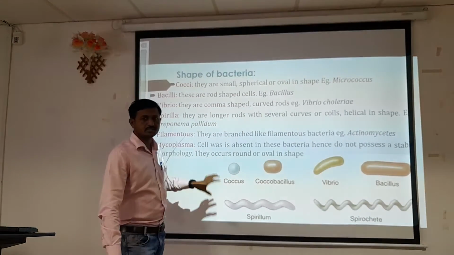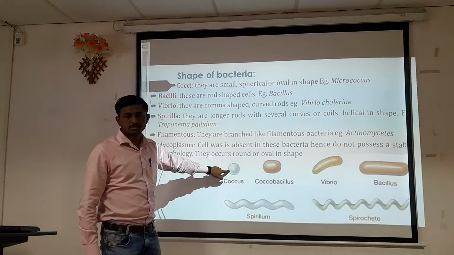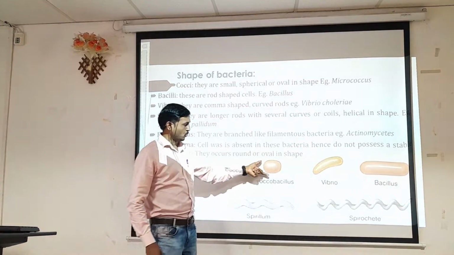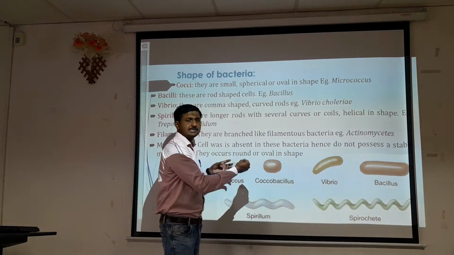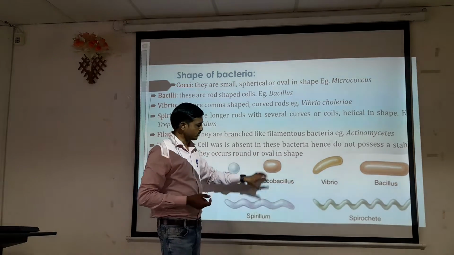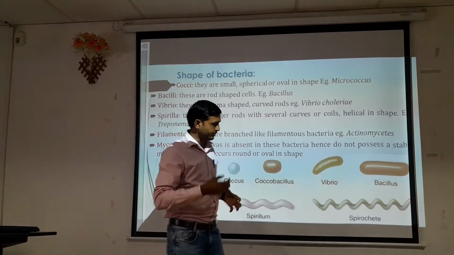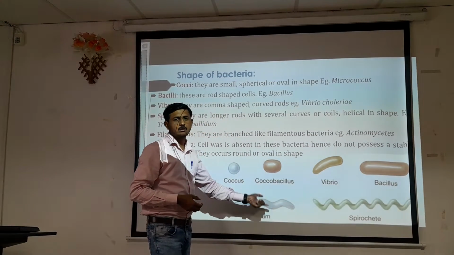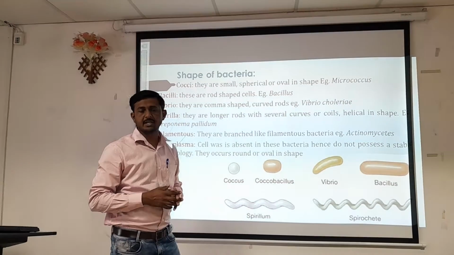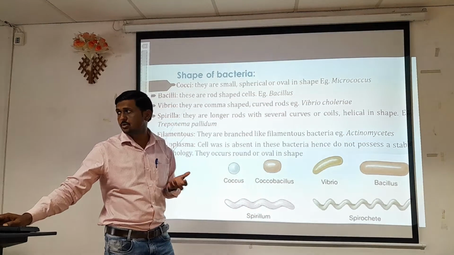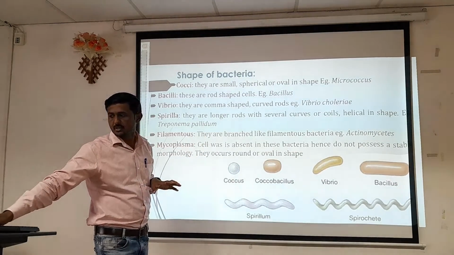So on the basis of shape, these bacteria are categorized. Here is a coccus type of shape, then coccobacilli. They are not oval in shape but look like a rod. They are short rods. So coccobacilli, vibrio with comma shape, bacillus with rod shaped structure, spirillum with curved structure, and spirochete. So it is a shape of bacteria. On these characteristics, we can differentiate the bacteria on the basis of their shape.